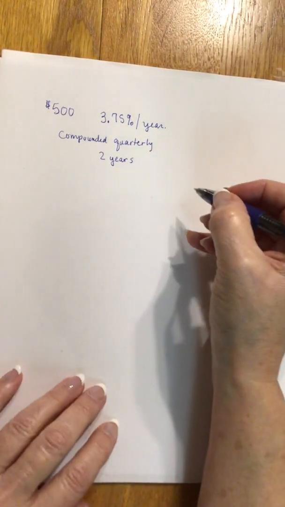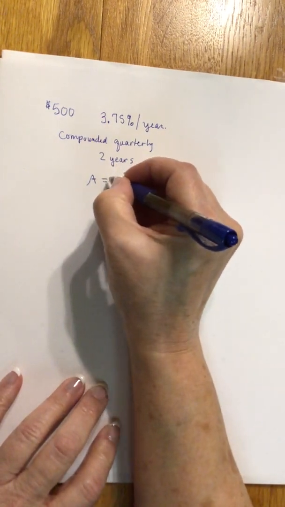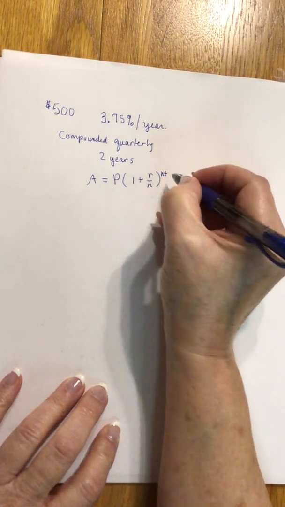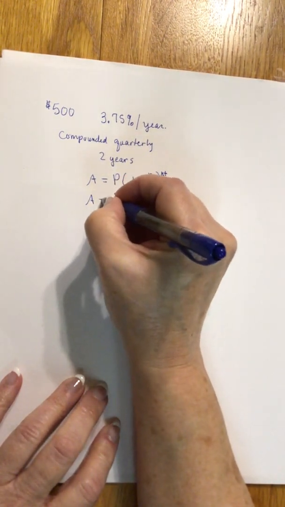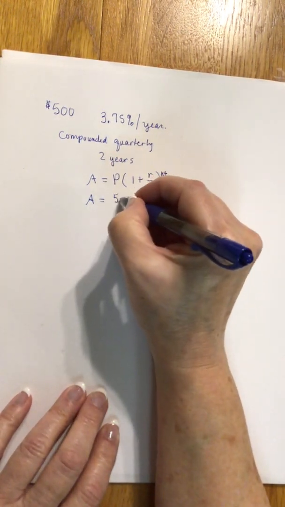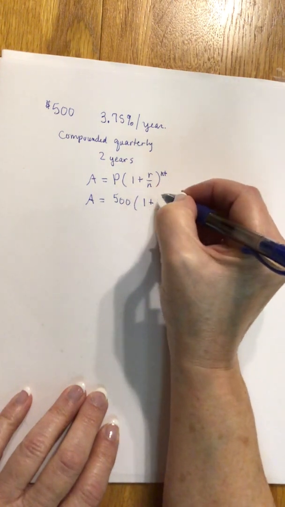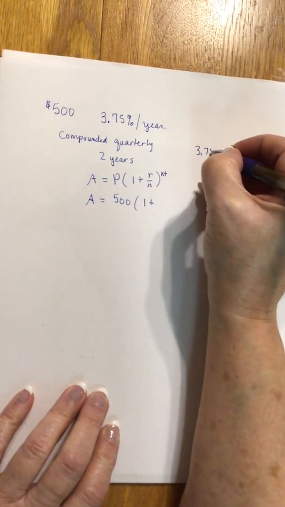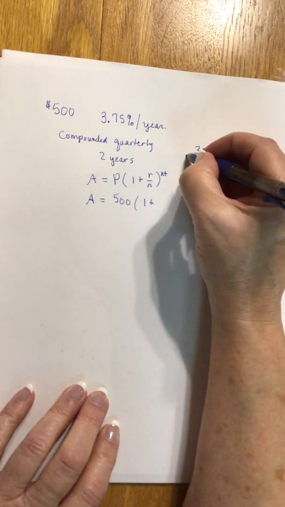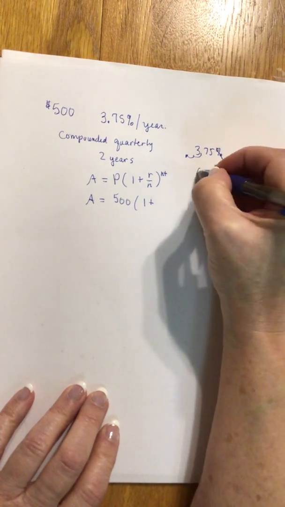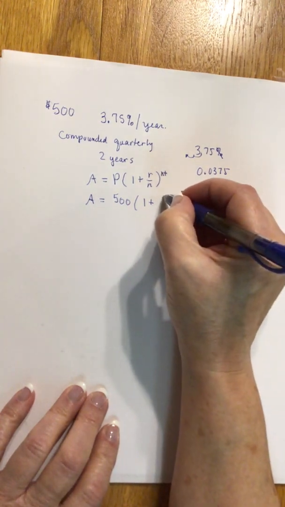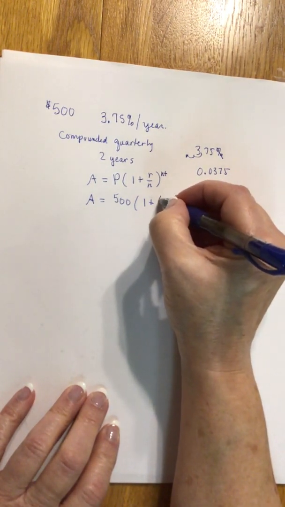So we plug it into our formula: A equals P times (1 plus R over N) to the NT. So we have A equals, our P this time is our 500. 1 plus R, so now we have 3.75%. Again, to get rid of the percent sign, we have to move it 2 places to the left. So that goes away, and I get 0.0375. So that's going to go in for R. But we're going to go ahead and put parentheses around it.